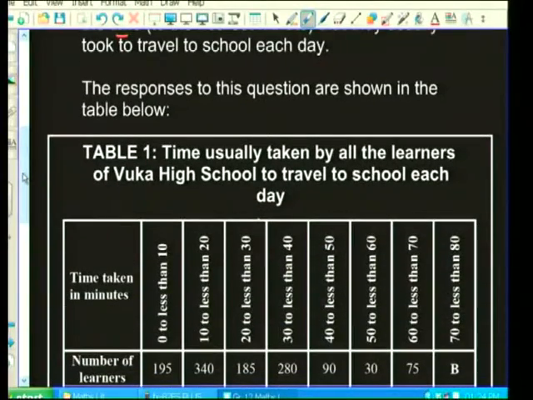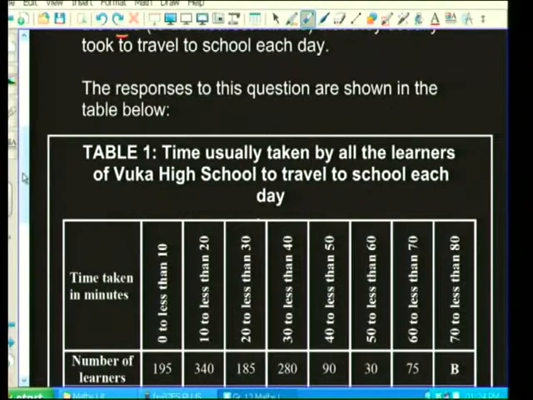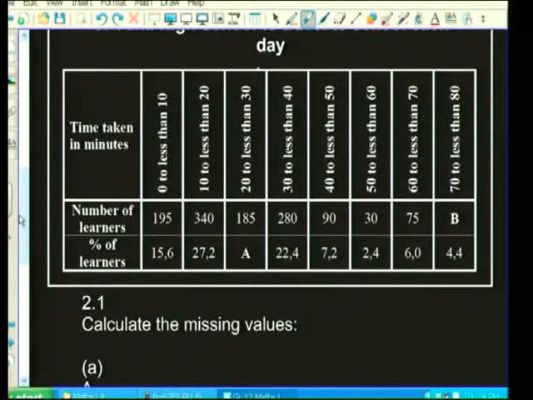I always like to analyze a table before I carry on with the question. So these are the kind of things that you need to do while you've got your 10 minutes reading. Go analyze all the questions, all the tables. Table 1: this is the time usually taken by the learners of Vuka High School to travel to school each day. What we have here is the time taken in minutes: 0 to less than 10, 10 to less than 20, 20 to less than 30, etc. The number of learners, so here we've got 195, 340, and so on, and the percentage of learners, so 15,6, 27,2, etc. So now we need to go and look at our questions.